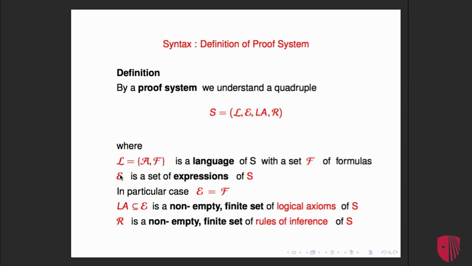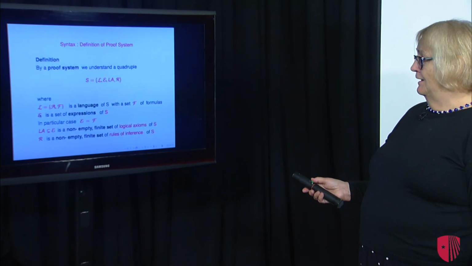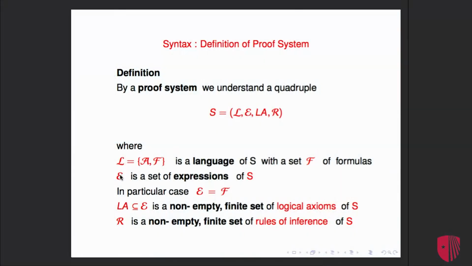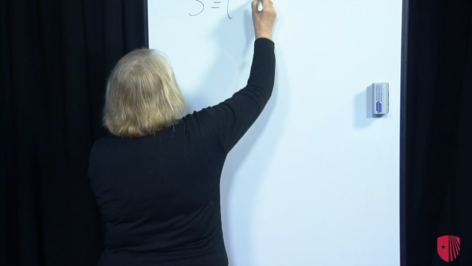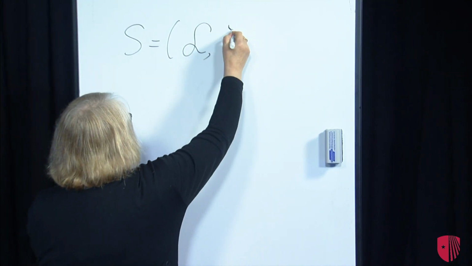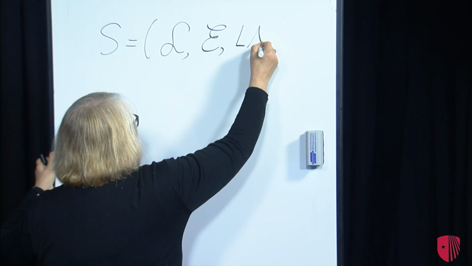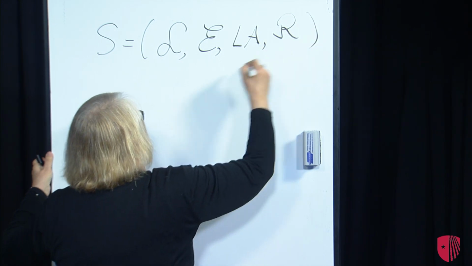And here's the definition of proof system. You can see it's very formal. To define a proof system, you have four pieces, called a quadruple, where, and I am going to write it on the blackboard, S is: the language, the expressions, which you can think of as the formulas, the logical axioms, and the rules.